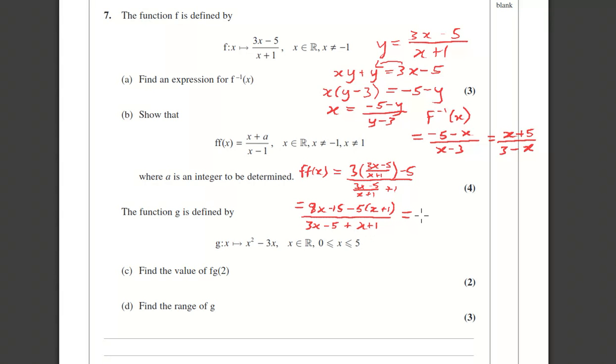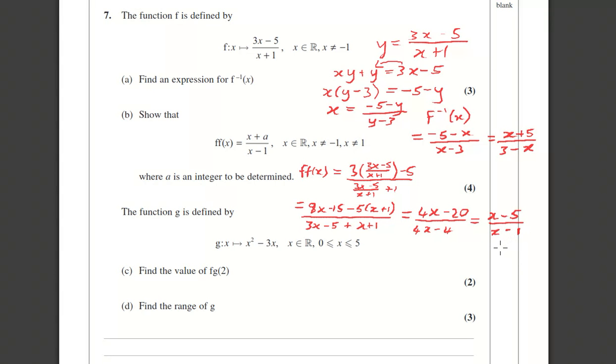Simplify it, you're going to get 9x minus 5x, which is 4x. You're going to get minus 15 minus 5, which is minus 20, over 4x minus 4. Sorry, I feel like I've made a mistake. No, I think I'm okay, actually. And now if you divide top and bottom by 4, you've got (x minus 5) over (x minus 1).